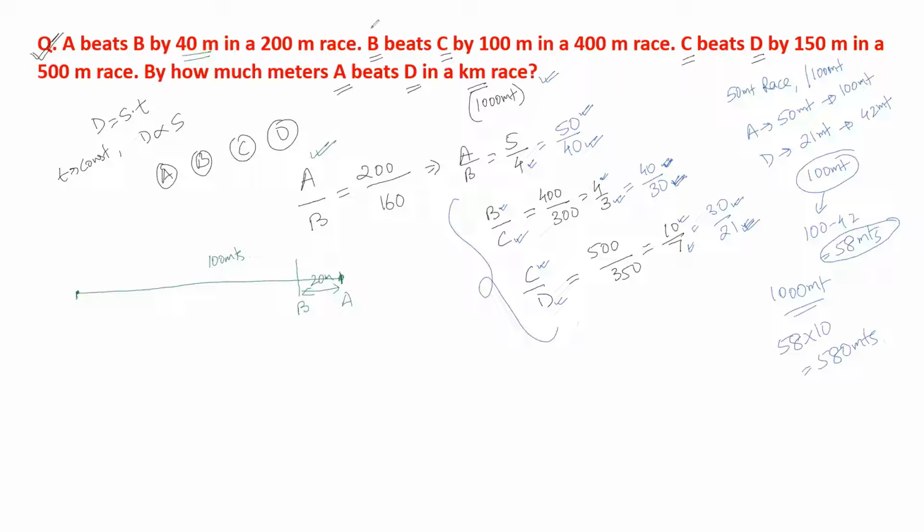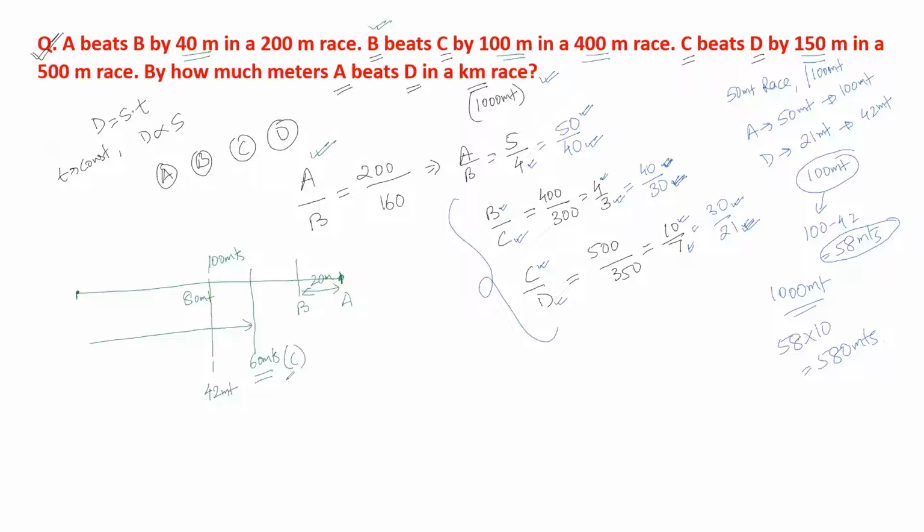In a similar way, when B beats C by 100 meter in a 400 meter race, that means when B covers 400 meter, C covers 300 meter. So when B would be covering this 80 meters, C would be covering only 60 meters. Again, C beats D by 150 meter in a 500 meter race. So that means when C covers 500 meter, D covers 350 meter, or when C covers 50 meter, D covers 35 meter. So when C would be covering 60 meters, in that particular time, D would be covering only 42 meters.